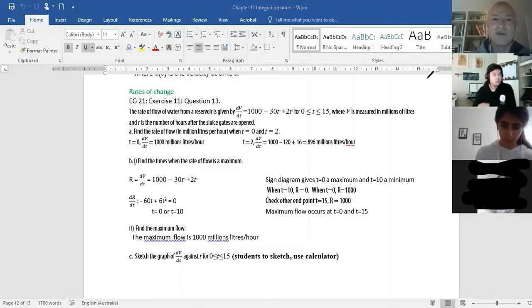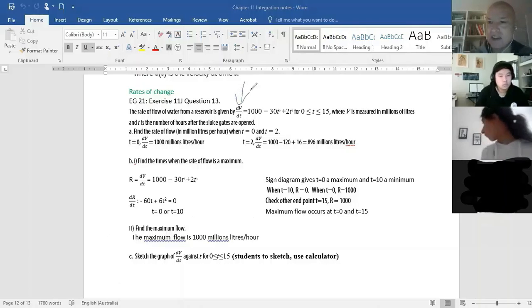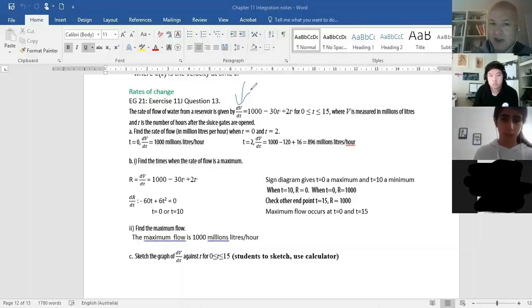It says the rate of flow of water from a reservoir is given by... And you can see there's a rate here. How do we know it's a rate? Because it's a derivative, dV/dt. Okay, we've got the dV/dt, so the rate of flow, volume compared to time, that's what that's saying.